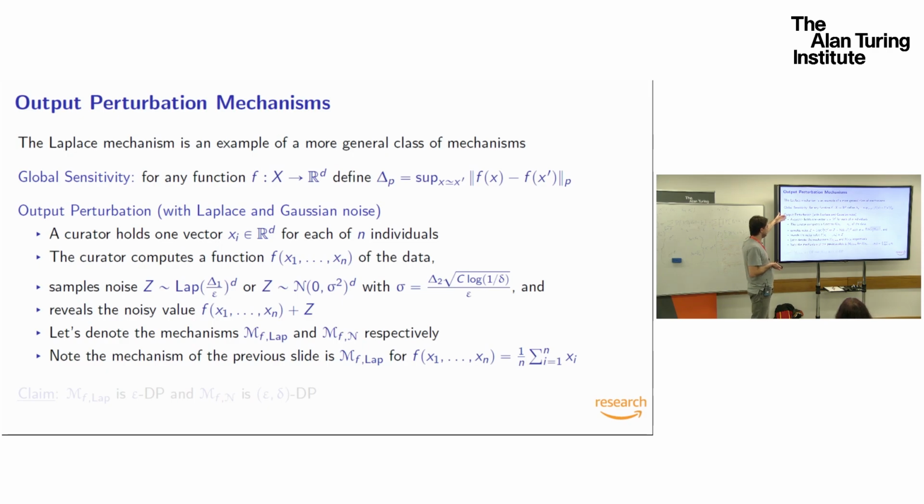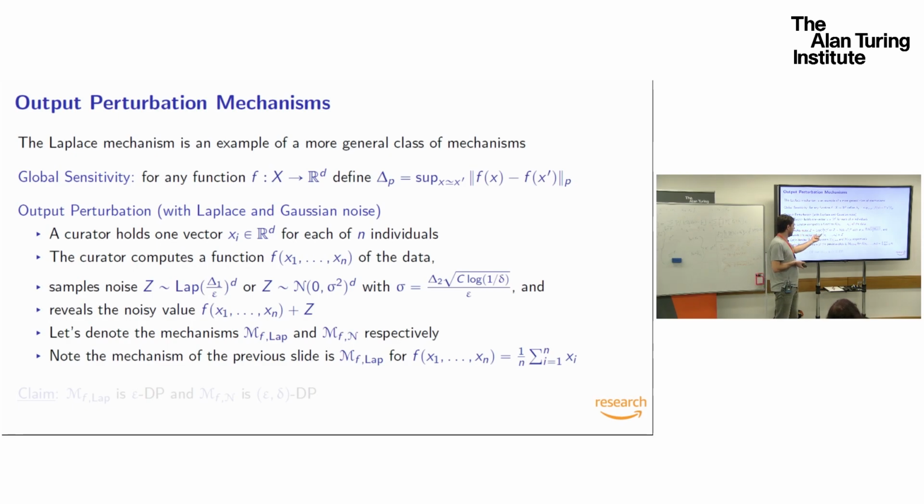So in general, an output perturbation looks like this. A curator holds one vector. Well, this is in R^d, but it could be a different d than this one. So one vector for each individual, and there are n individuals. And you want to compute this function, f of x1 up to xn, on the data. And once you've computed it, you're going to sample some noise.